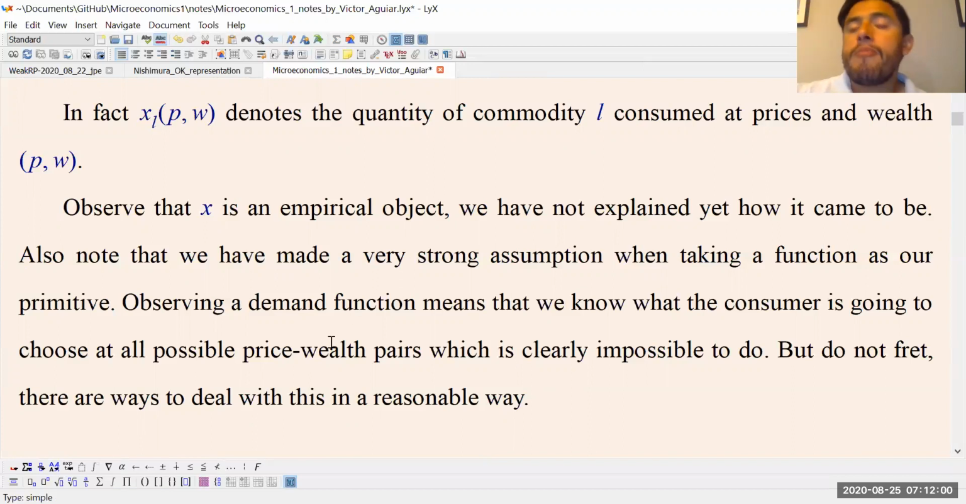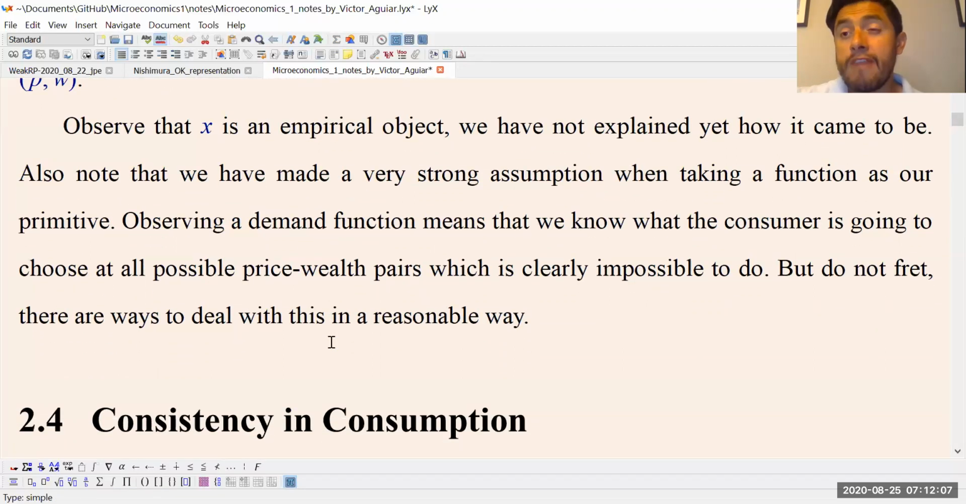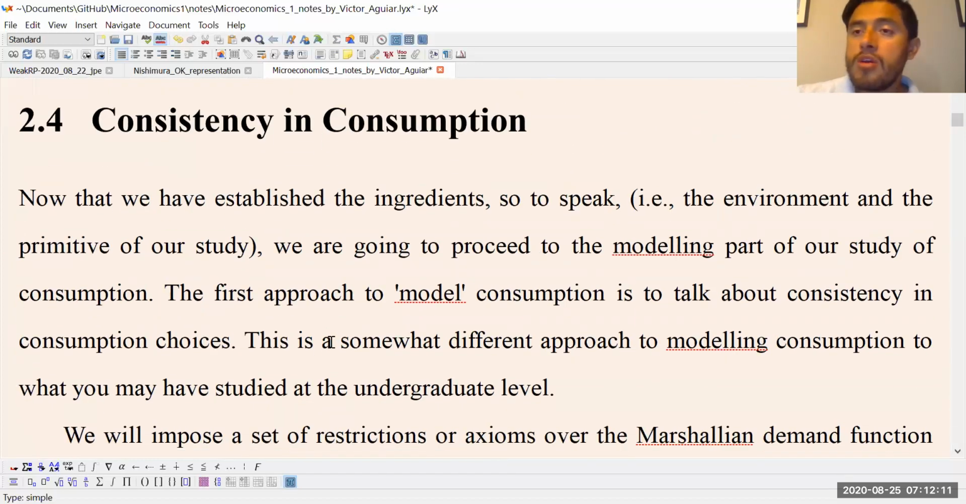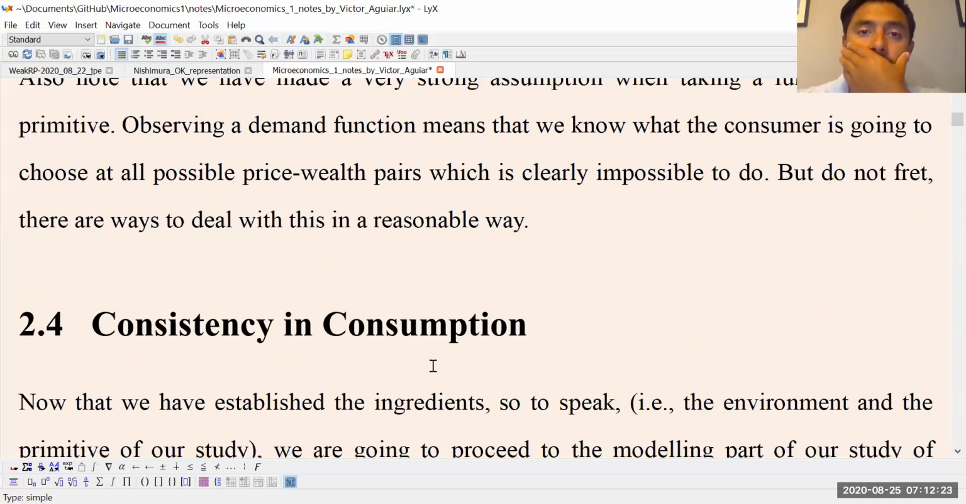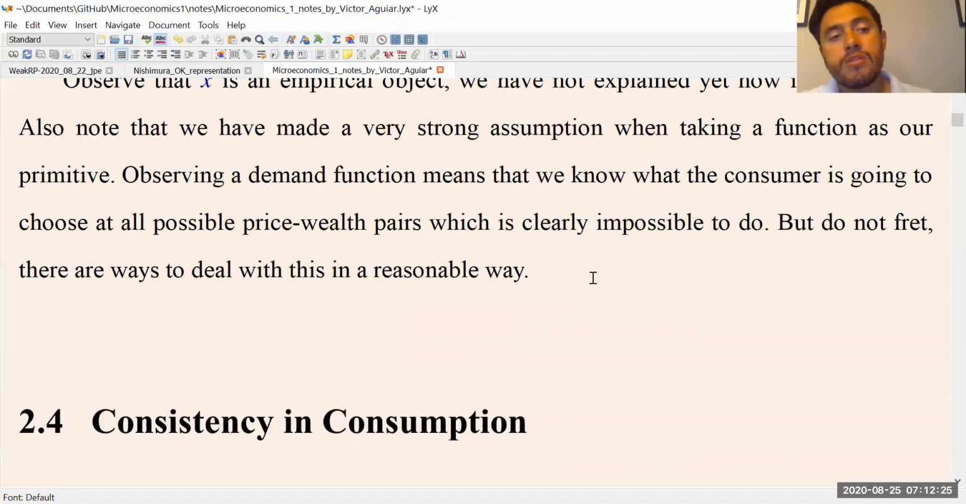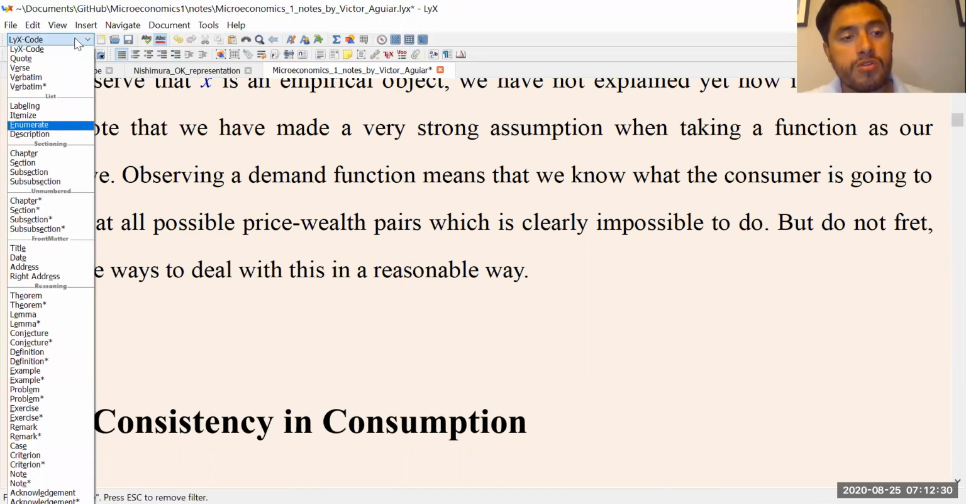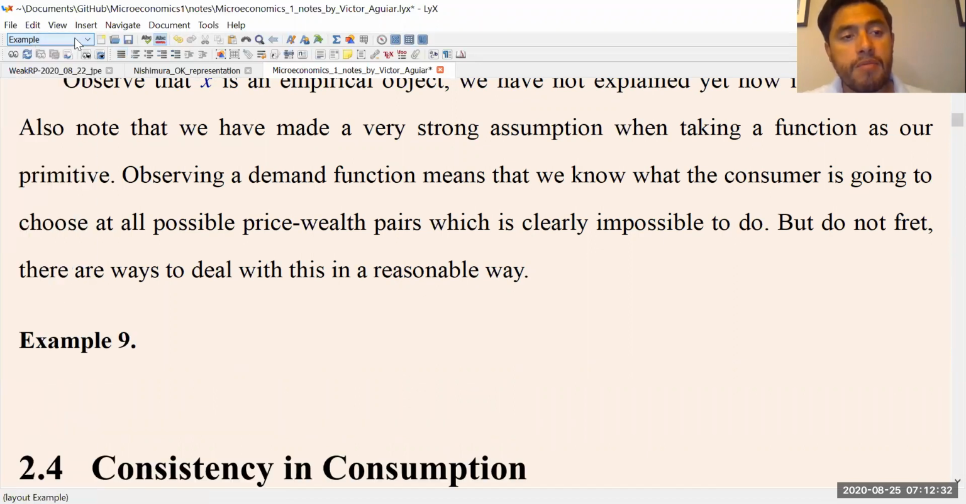In a more practical sense, this demand function can also be estimated econometrically. So you're going to be assuming somehow that you have access to a perfect estimator of the demand function. Having introduced our object of interest, which is a demand function, we're now going to start understanding what consistency in consumption is. Before proceeding, I'm going to write down a simple example of a demand function so you have a clear idea of what I mean by that.